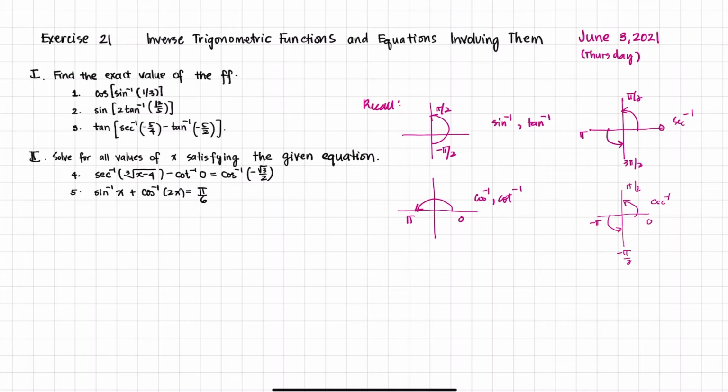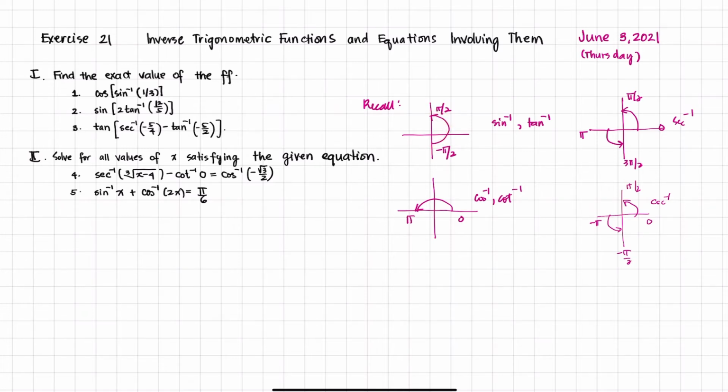And whenever you see sine inverse, cosine inverse, tangent inverse, cotangent inverse, ang mga inverse trigonometric functions, tatandaan nyo that they are just angles lang sila. So when you see sine inverse of something or tangent inverse of something, that is just an angle between negative pi over 2 to pi over 2. For tangent inverse, hindi kasali yung negative pi over 2 and pi over 2. Pero ang important dito kung nasaang quadrant sila.